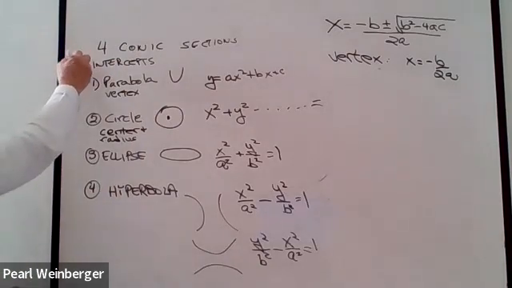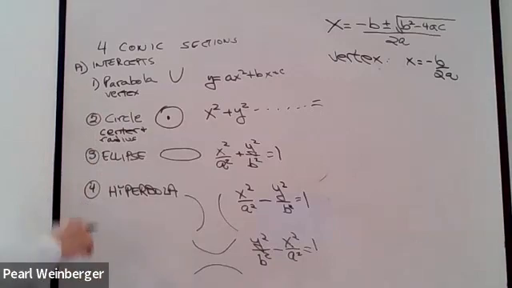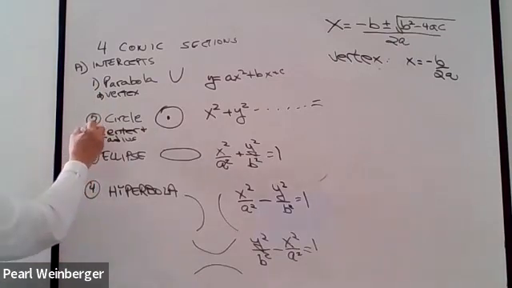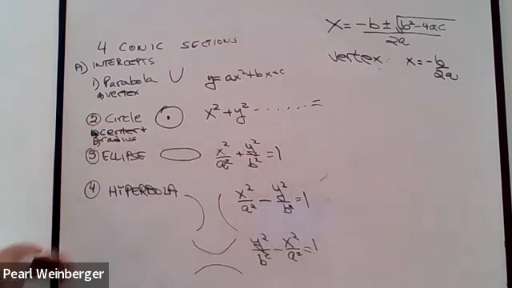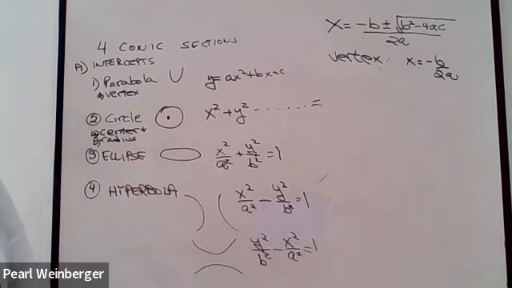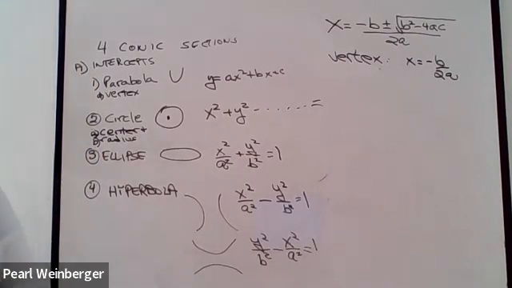Number one, let's call this A, find the intercepts for any of them. For the parabola, you have to be able to find the vertex. This is an addition. For the circle, you have to be able to find the center and the radius. And I'd like to do a little bit more work here.